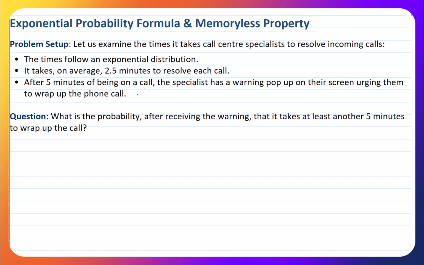Problem setup. Let us examine the times it takes call center specialists to resolve incoming calls. The times follow an exponential distribution. It takes, on average, 2.5 minutes to resolve each call. And after 5 minutes of being on a call, the specialist has a warning pop up on their screen urging them to wrap up the phone call. Question: what is the probability, after receiving the warning, that it takes at least another 5 minutes to wrap up the call?